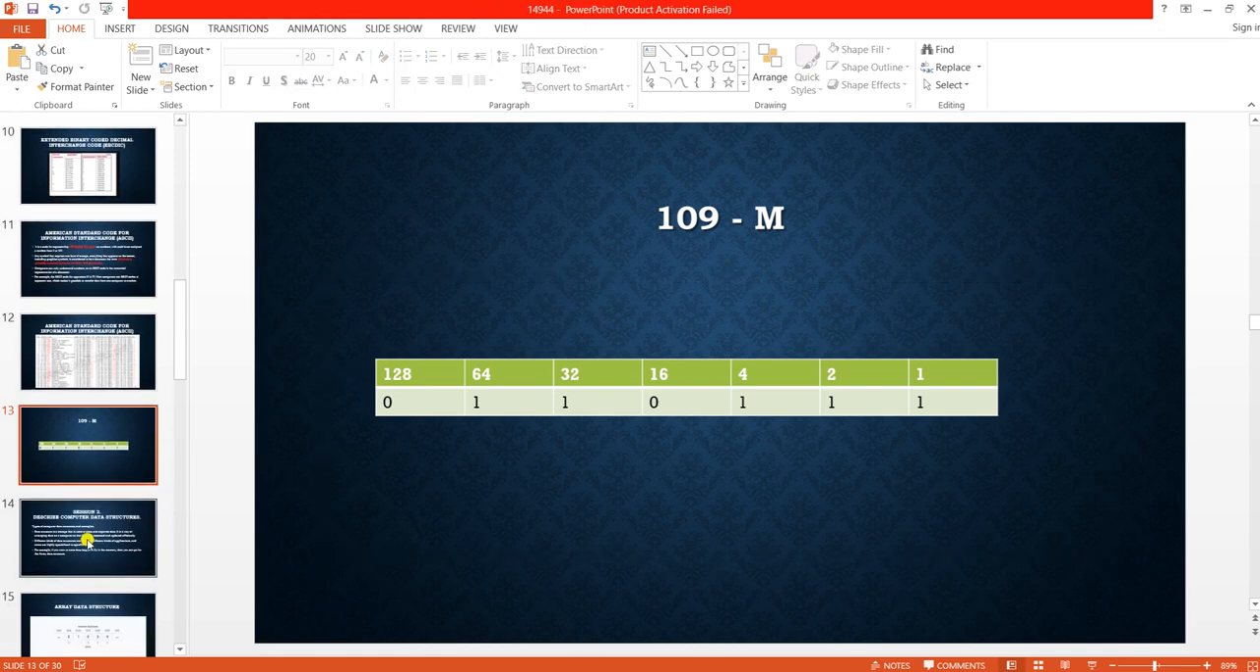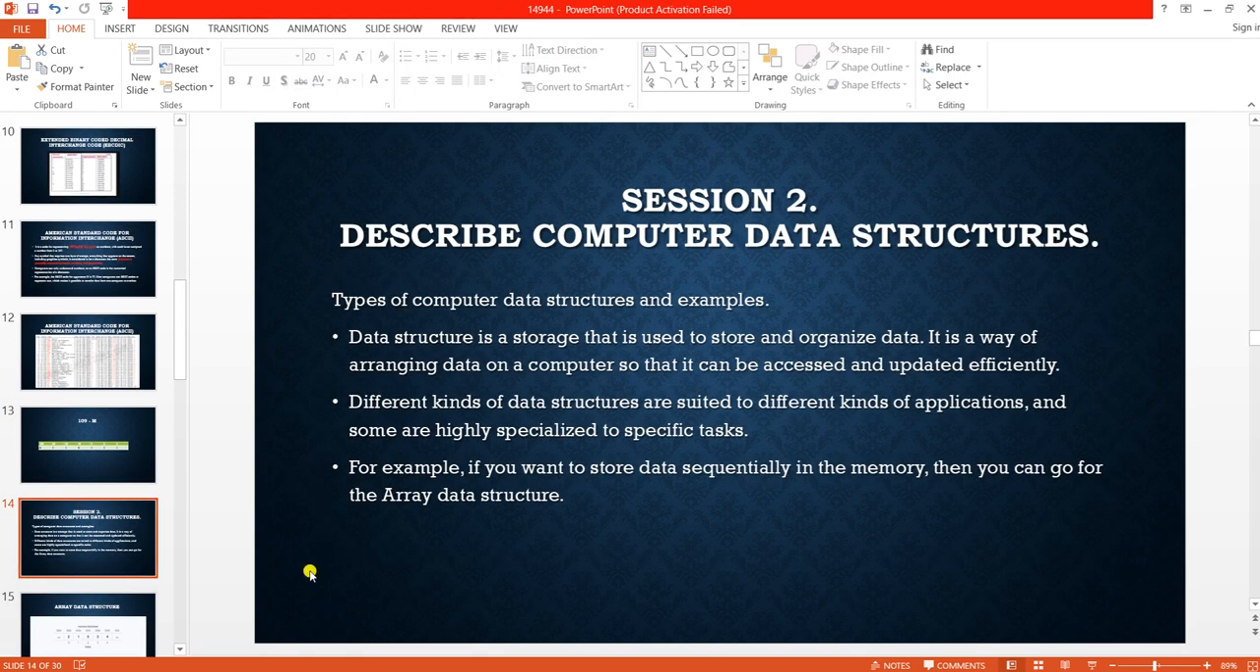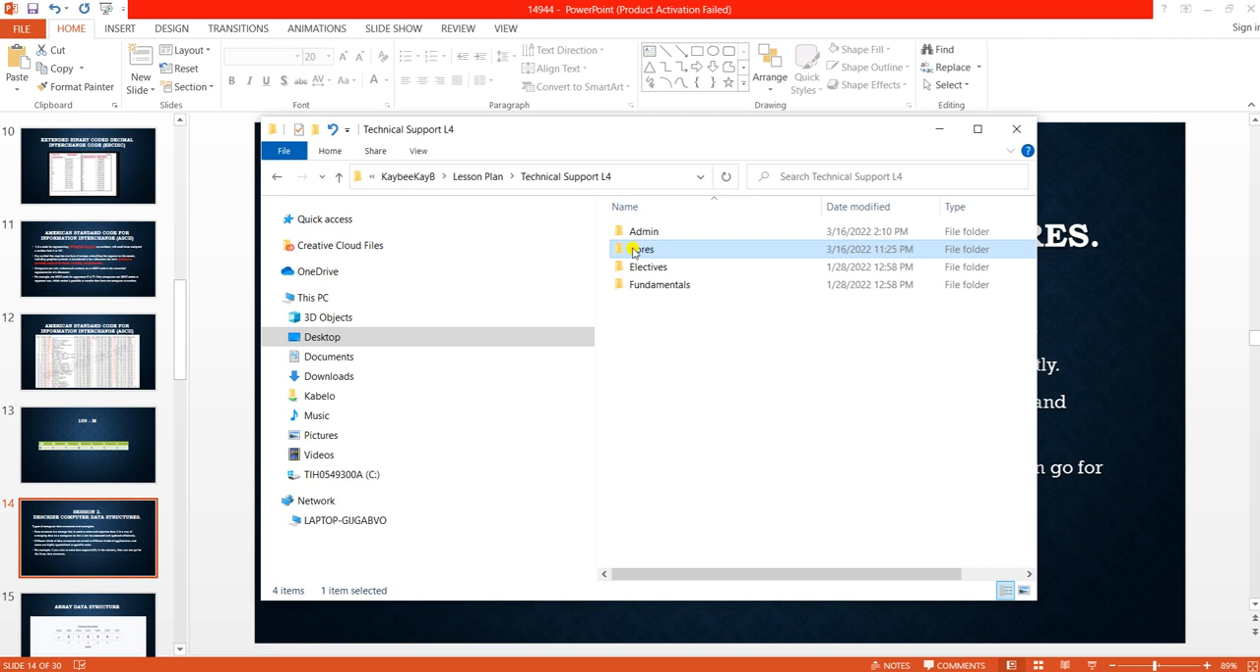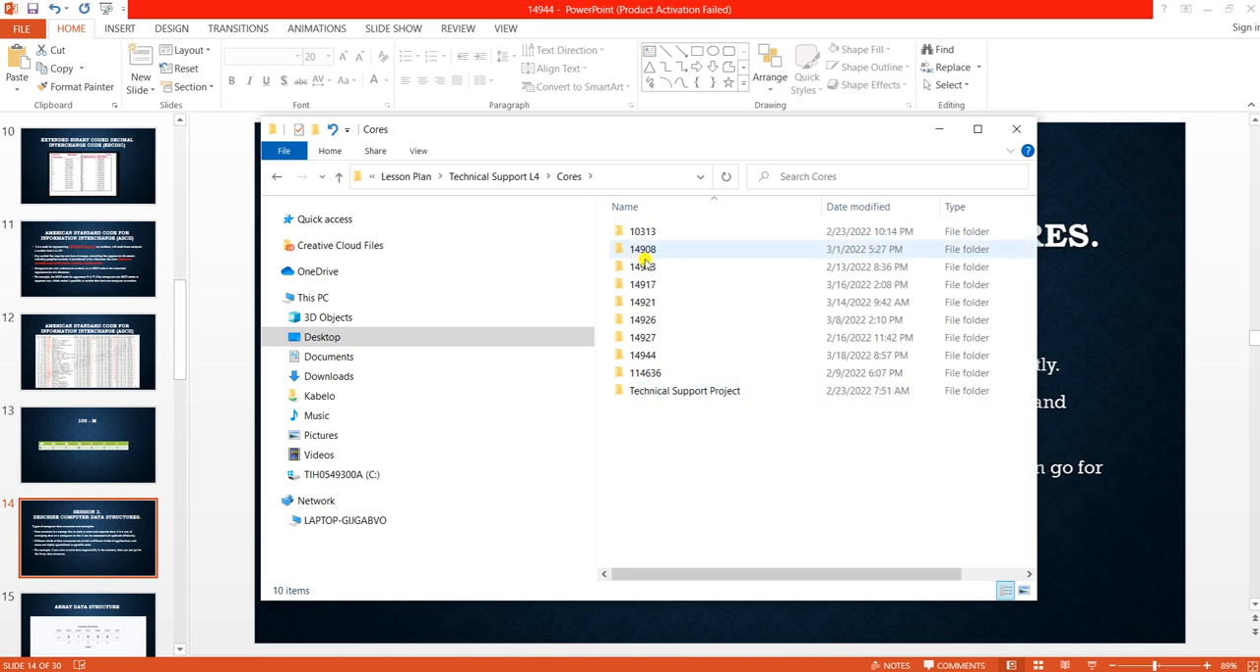So moving on to session 2. Session 2, describe computer data structures, and we've got the types of data structures and examples. So let me explain what is a data structure. A data structure is a storage, as I've shown. This is just a storage that you find. For instance, these are your storage, your objects where you store data within it.